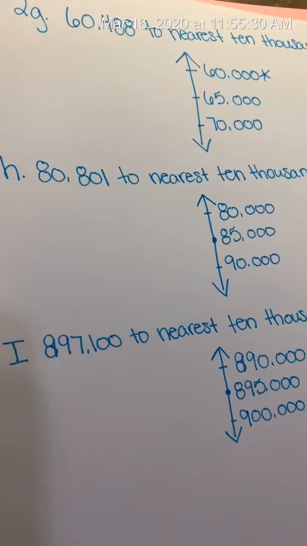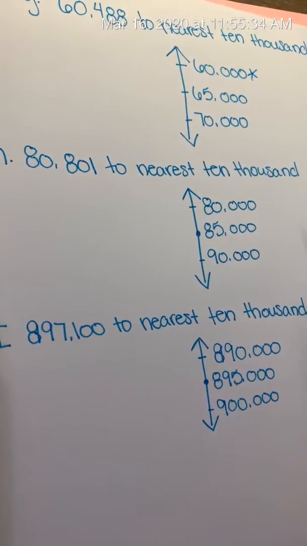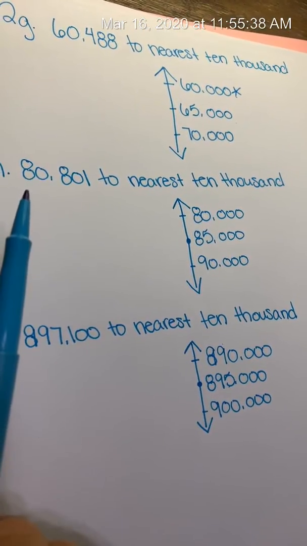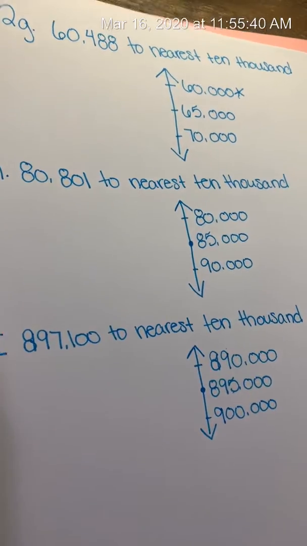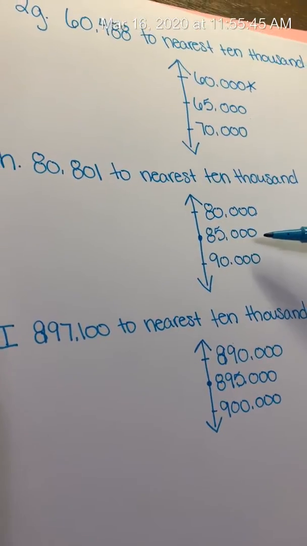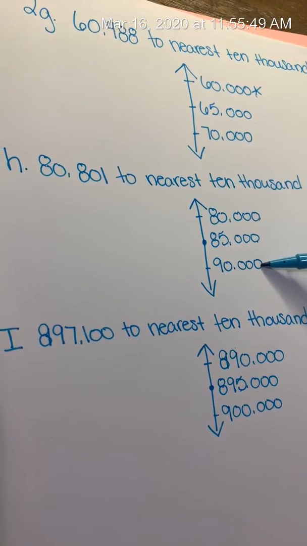2H, we have 80,801, and they want us to round that one to the nearest 10,000. So if we look at the 10,000s place, we have that 8 in the 10,000s place. So we're going to start with our benchmark of 80,000. Our midpoint's going to be 85,000, and our other benchmark will be 90,000.